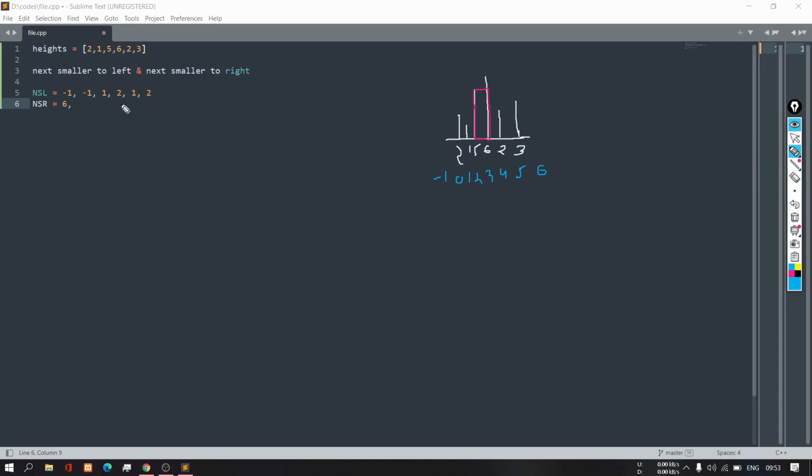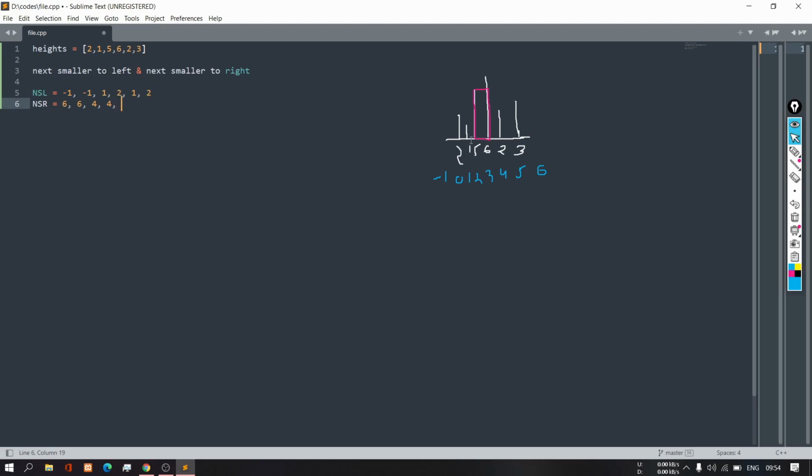Then again I come to this index 4, which means this 2 value, and I check if there is any element which is smaller on the right side. There is no element, so again I will push 6. Then I will check for this 6. Yes, there is an element at index 4, so I will put 4. Then I will come here and I will see that yes, there is an element, and it is again at index 4, so I will put 4.